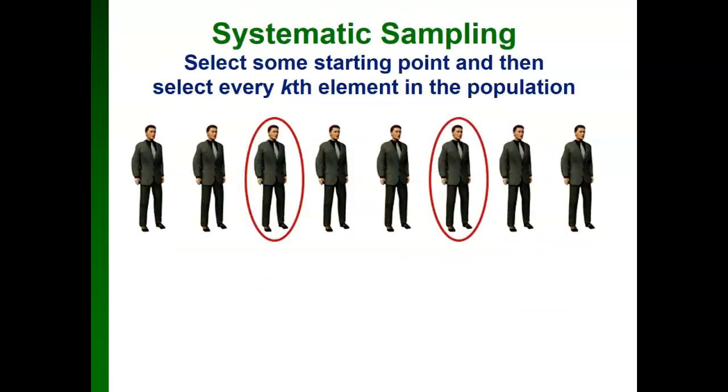First, let's look at systematic sampling. In this, you select some starting point and then select every kth element in the population. So in this picture, they started with man number 3, and then it looks like they were selecting every third member of the population after that.